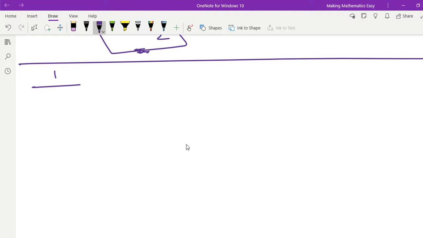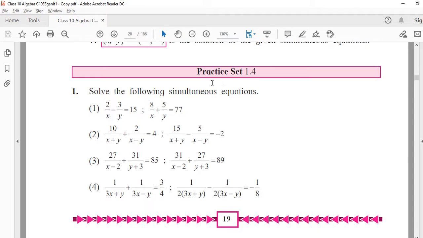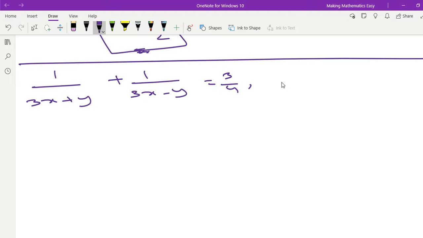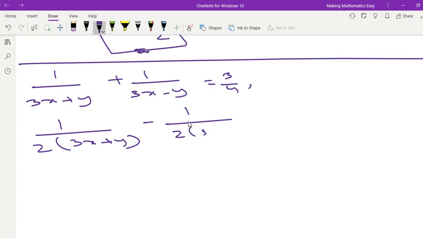Which is 1 upon 3x plus 5 plus 1 upon 3x minus 5 is equal to 3 upon 4. Then next we have 1 upon, okay, let's write this down because this is a bit different. 1 upon 2 multiplied by 3x plus 5. Okay, have a look at this sum carefully. 1 upon 2 3x minus 5 y is equal to minus 1 upon 8. So if we see these two equations, only this portion of the denominator is equal, correct? 3x plus 5, 3x plus 5, 3x minus 5 y, 3x minus y. So we'll have to do this sum very carefully.